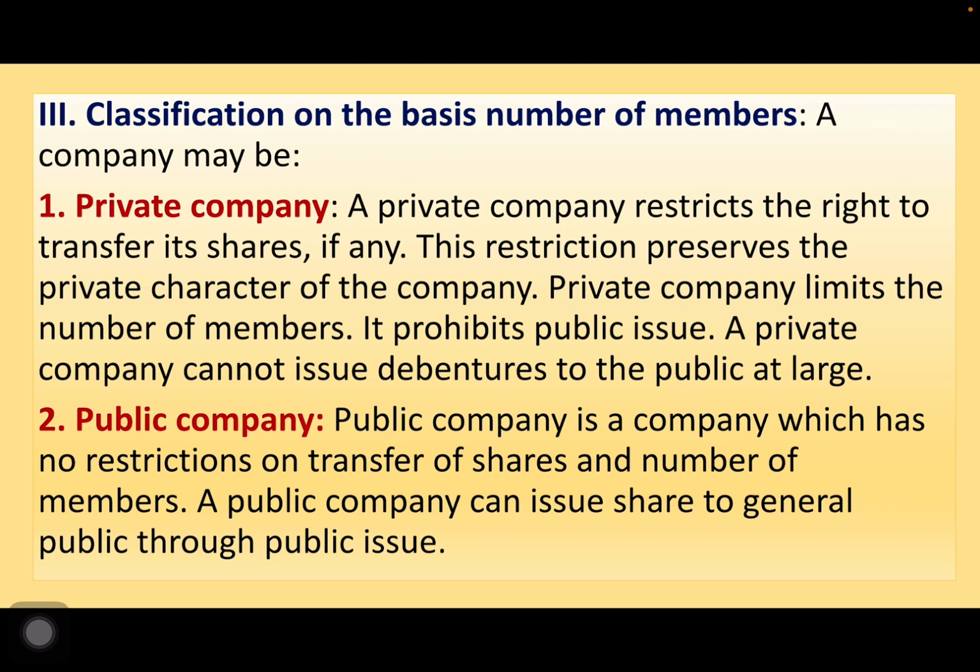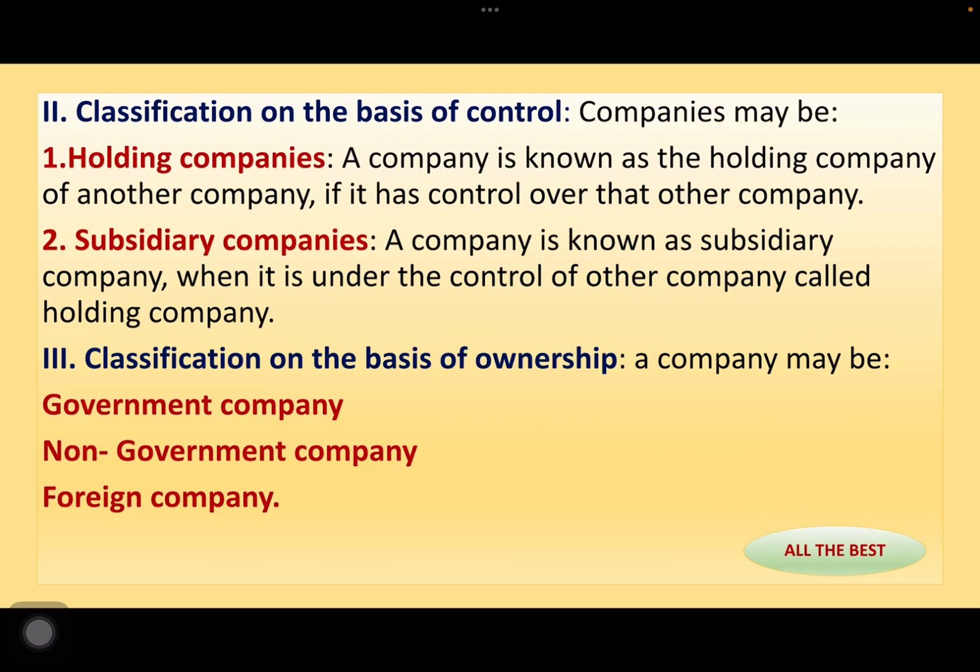A public company has no restrictions on the transfer of shares or the number of members, and a public company can issue share capital or shares to the general public through public issue. Public sector and private sector mean something different. Please understand that. Private sector means all the companies owned by private individuals, and public sector companies are owned by the government. Don't get confused between the two.